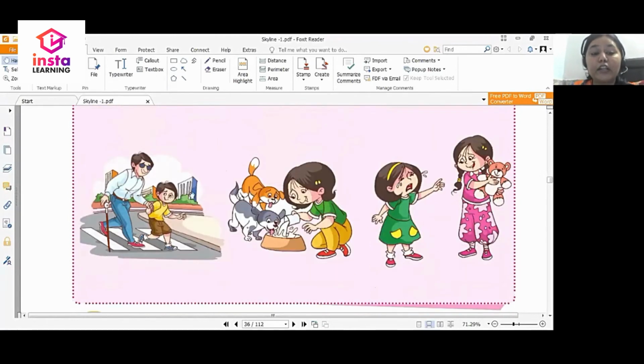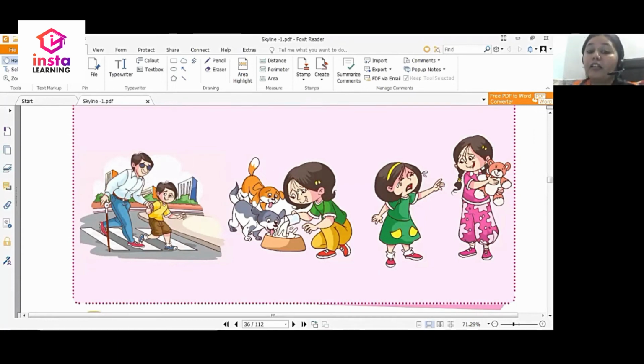Let's come to the next image. So you see this little boy and you see this man with him. So this man is blind. He cannot see. And look at this boy. He's being so kind. He's being so sweet. He's being so nice to this man by helping him cross the road.